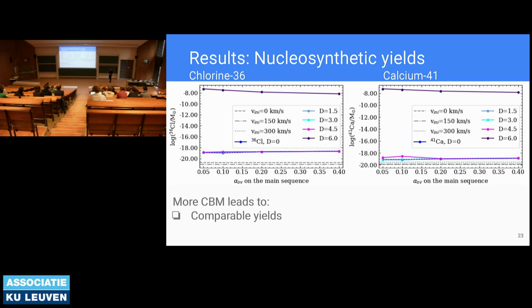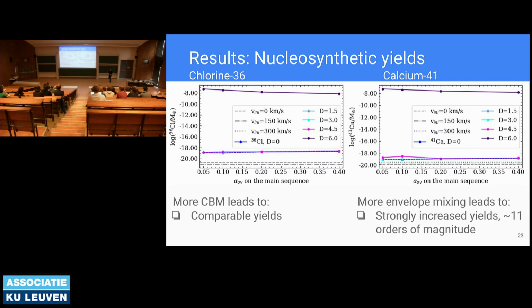However, as soon as we add a lot of envelope mixing, you can see we end up at the top here, and we actually get quite appreciable yields. So more convective boundary mixing in this case leads to comparable yields over the whole line. However, if we add more envelope mixing, then we get strongly increased yields, about 11 orders of magnitude, which is quite nice. So that's what you see here. Get the increase.